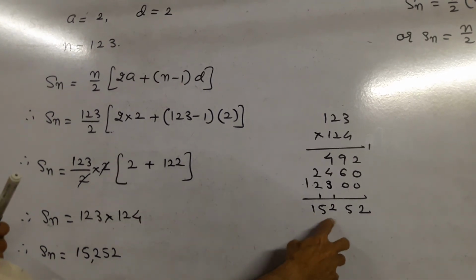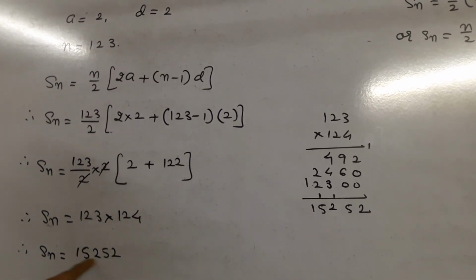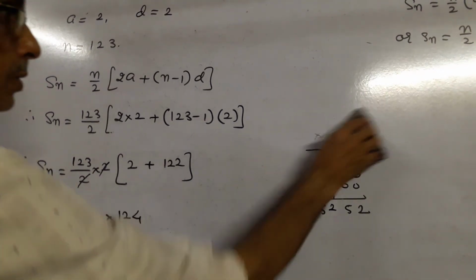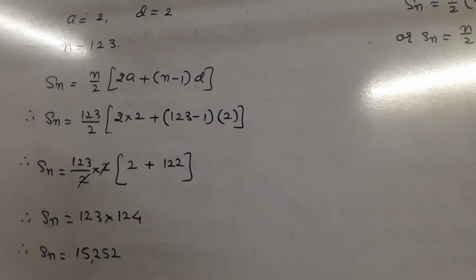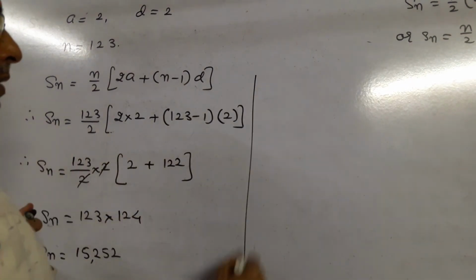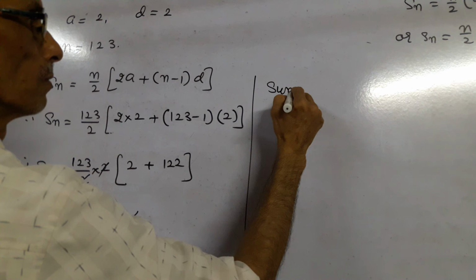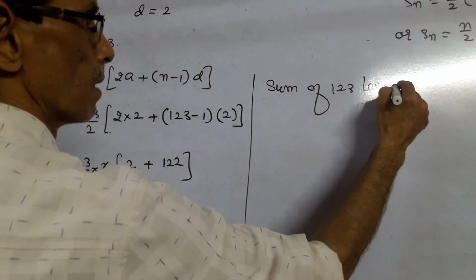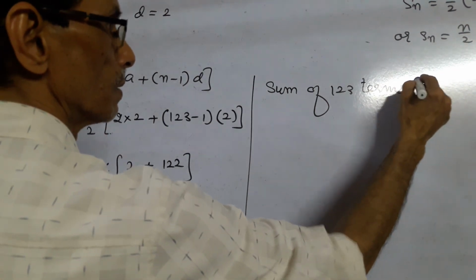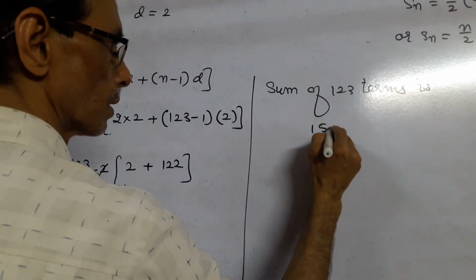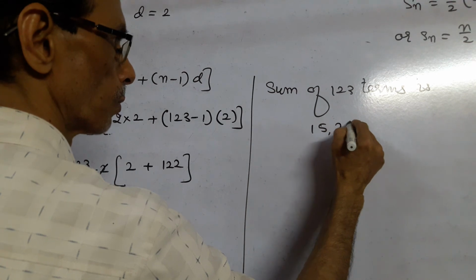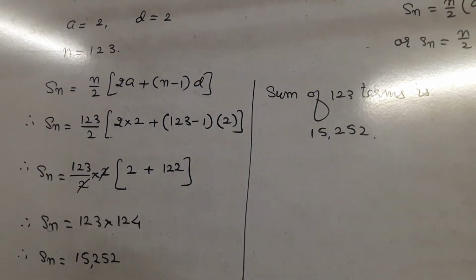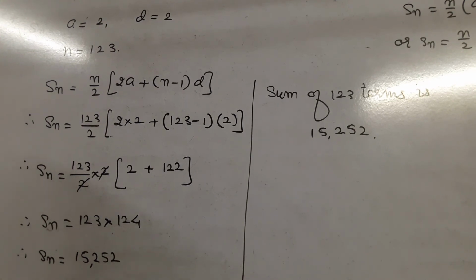So we get 15,252. So 15,252 is the addition of 123 terms. And therefore, right answer now. Therefore, the sum of 123 terms is 15,252. Copy this. And even you try to solve at home.